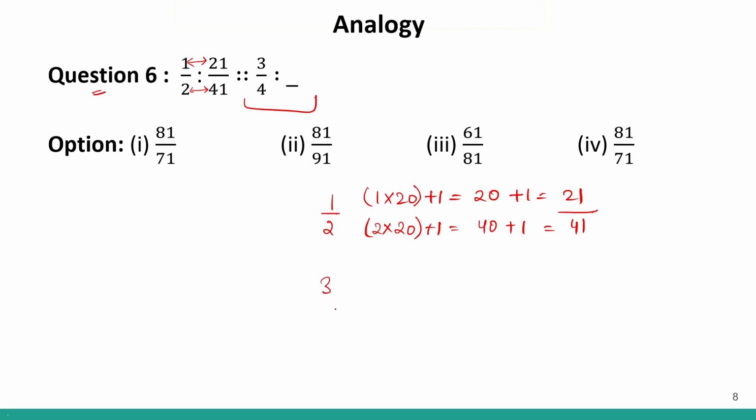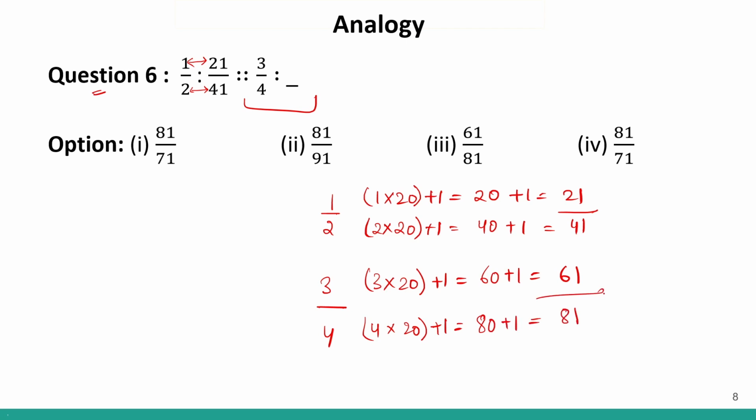So now let us do the same thing for 3 by 4. So 3 into 20 plus 1, so this will be 60 plus 1, that is 61. Correct? And 4 into 20 plus 1, so 80 plus 1 will give me 81. So 61 by 81 will be the correct answer, which is given in option number 3. So option number 3 is the correct answer to this question.